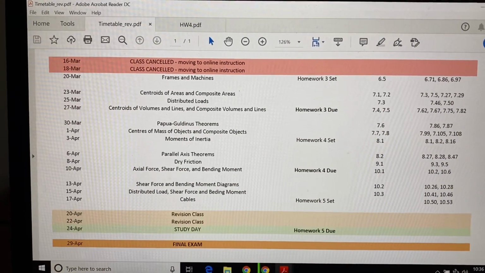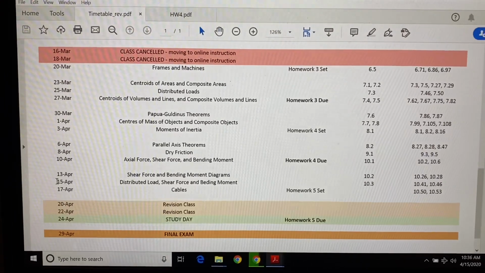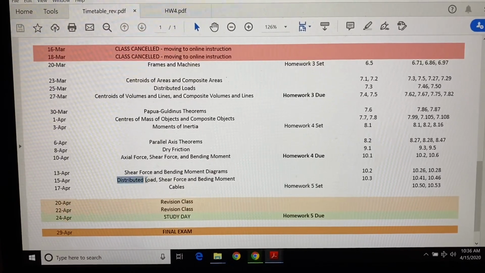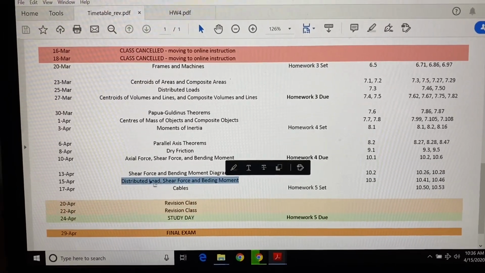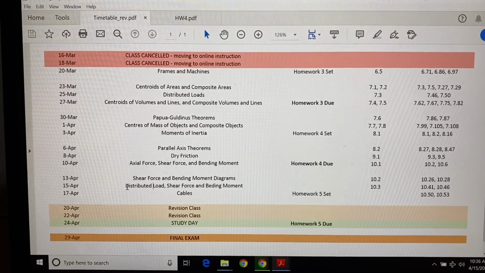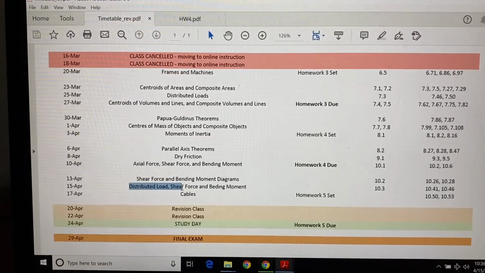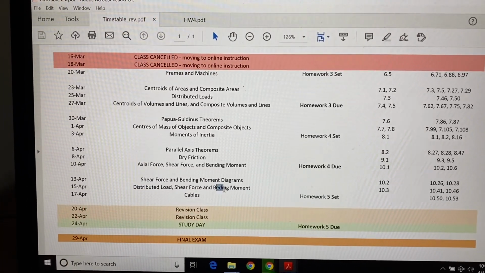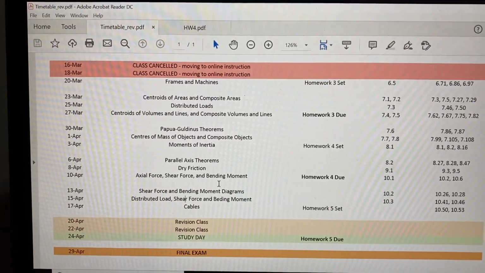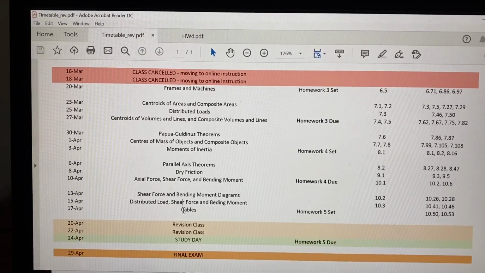So here's the schedule as it stands. Here we are, 15th of April today. We covered distributed loads and internal forces in that example that I gave at the end of the last tutorial. So we've actually done this part for today. Look, bending moments. So there's really only one proper class left on Friday when we're going to talk about cables.